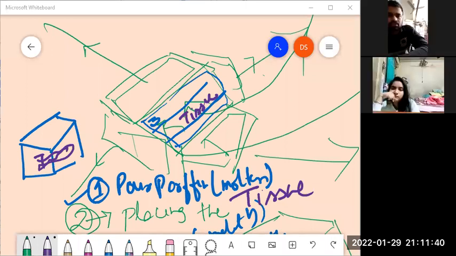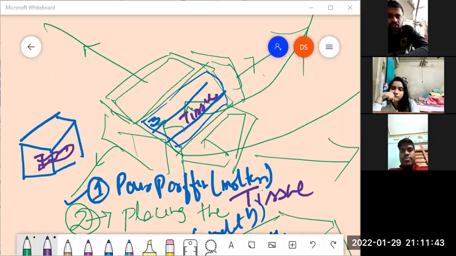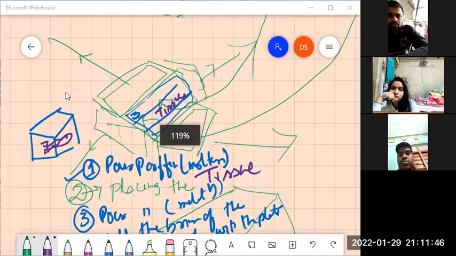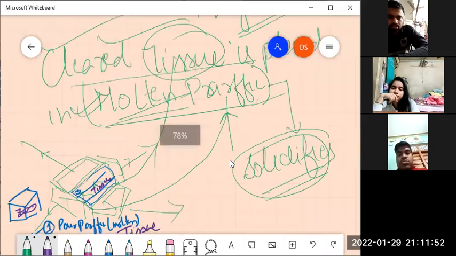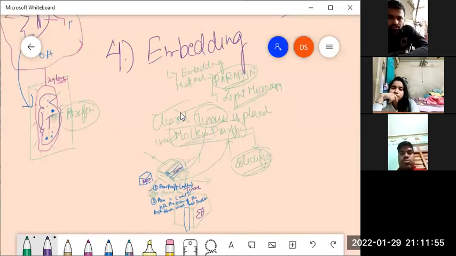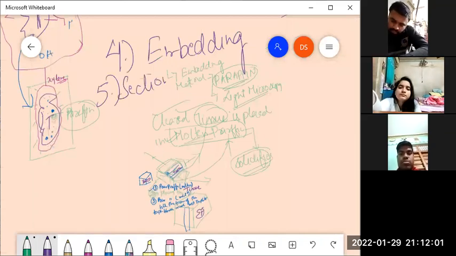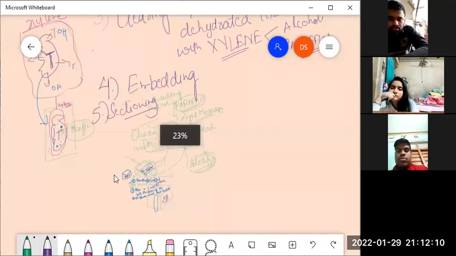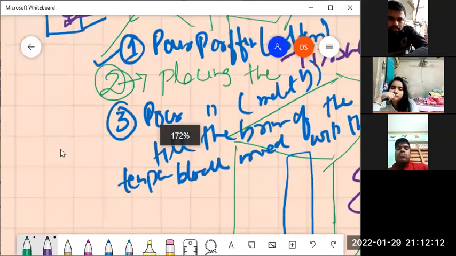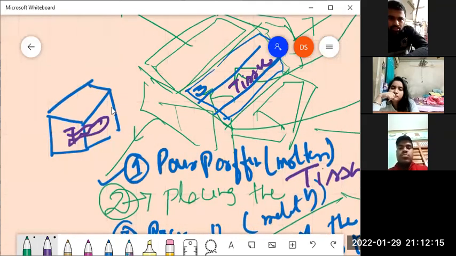Now, in order to retain the sharpness of the edge of the knife with which we are going to section, the next step is what? The next step, the fifth step, would thus be here written as sectioning. So what you do is, after you create this block, you can trim some parts of this block. Some very superficial parts of this block can now be trimmed.